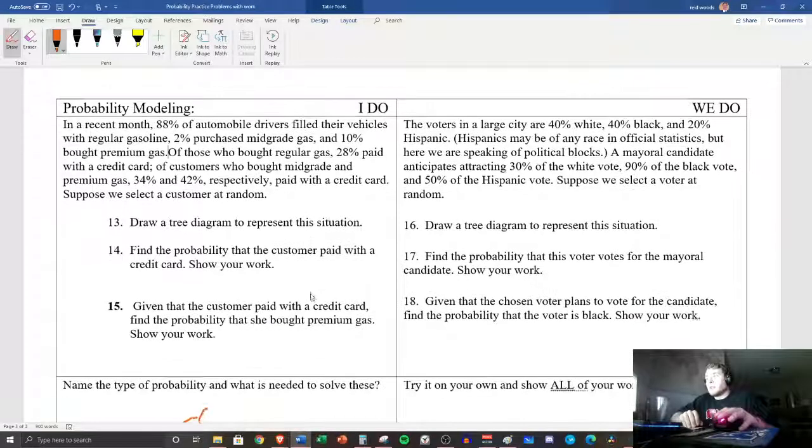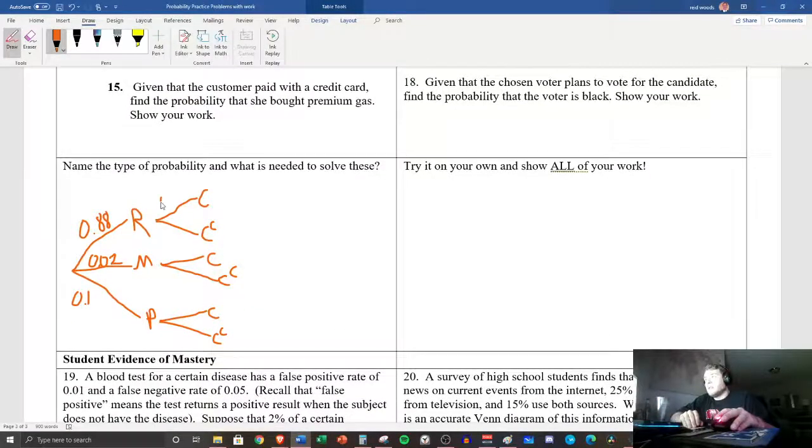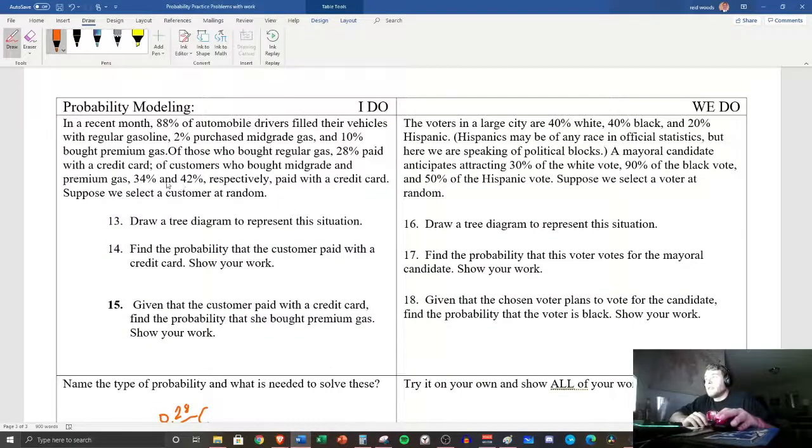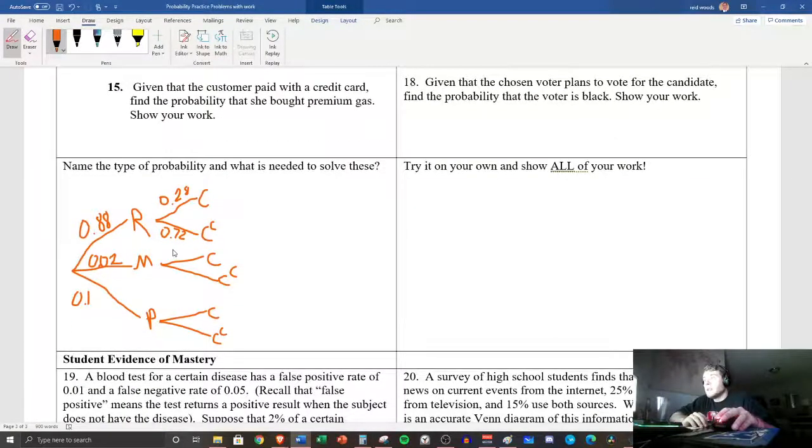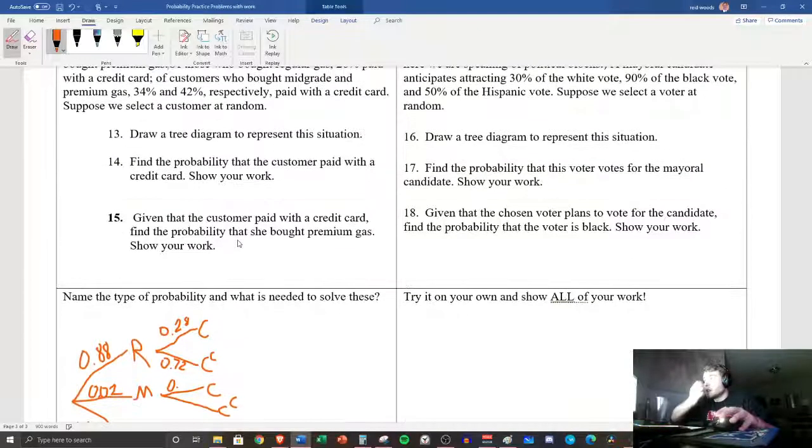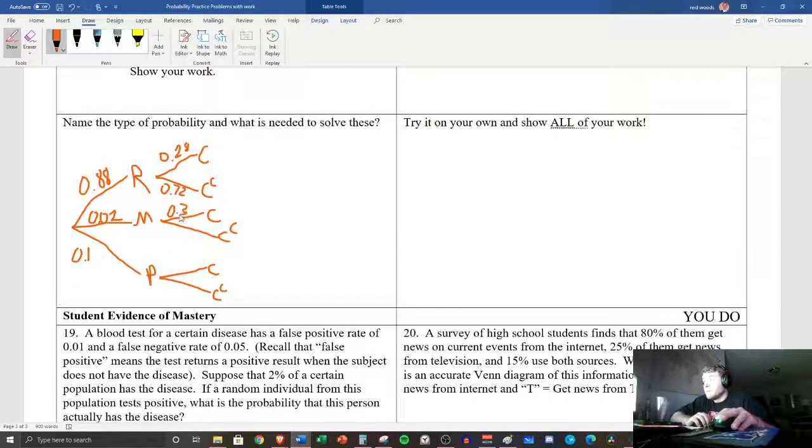Next, of those who bought regular, 28% paid with a credit card. So here's regular, 28% paid with a credit card. We can fill in this bottom one by doing the complement, because that's just got to be what's left here. So that's 0.72. Next, 34% bought mid-grade with a credit card. So that's 0.34, which means this is 0.66. There we go.